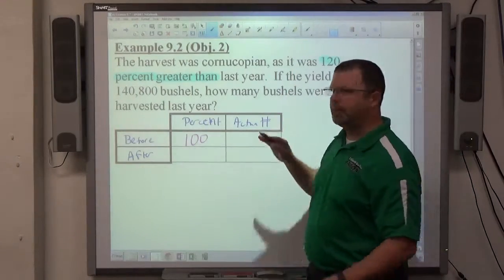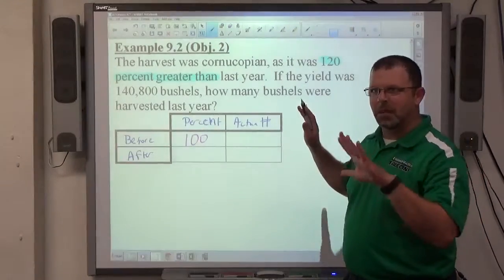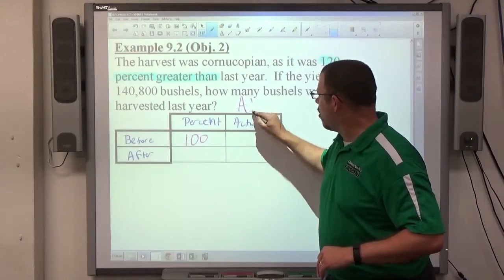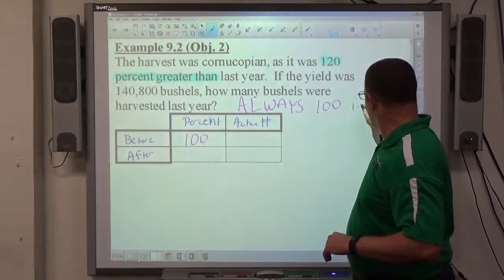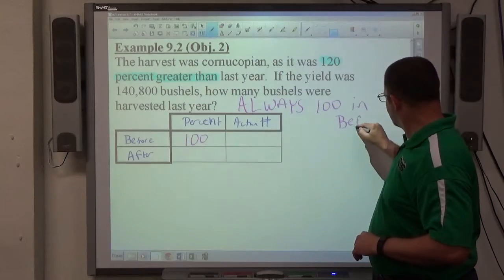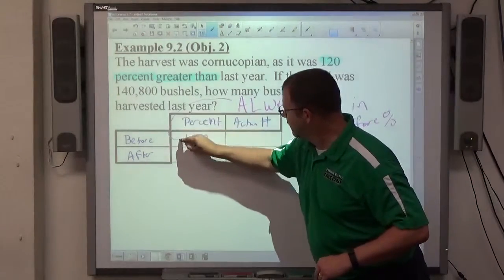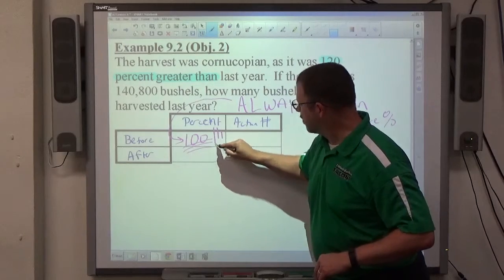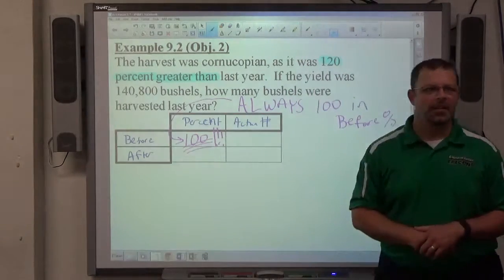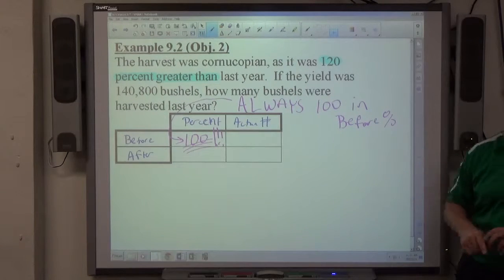Okay, let me just be really obnoxious about this. Always 100 in before percent. You always put 100 there, always. Don't even hesitate. Just immediately put a 100 in the before percent.